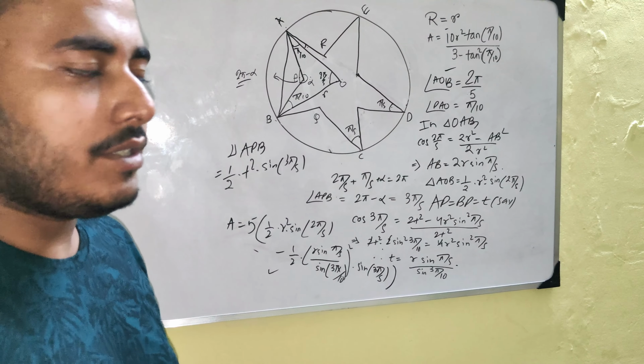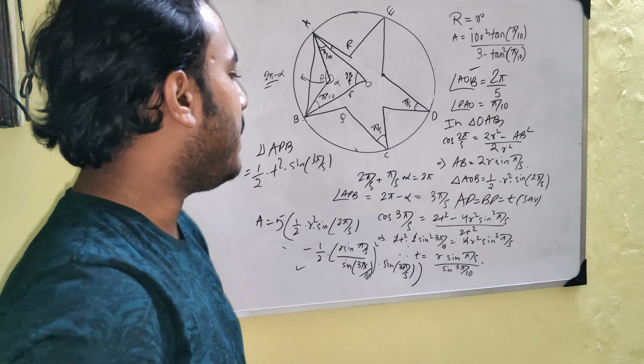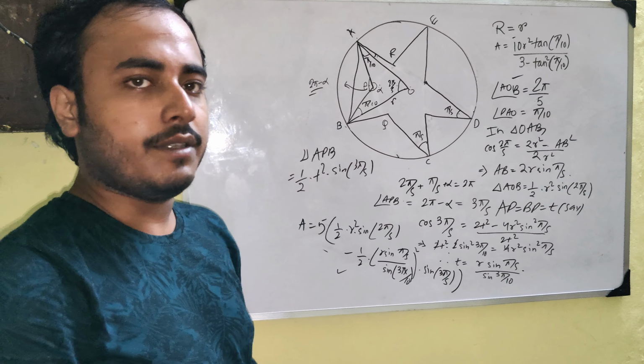Once you do the simplifications by transforming everything to tan of pi by 10, you would see that this is the correct answer. So that is how we do it.